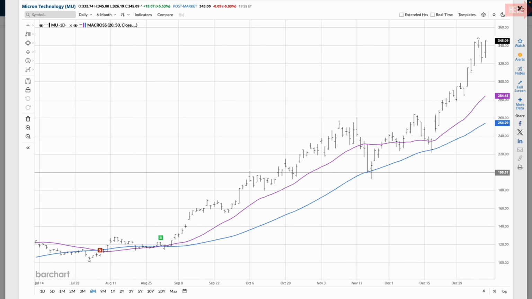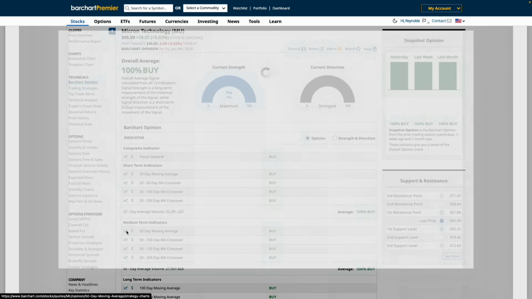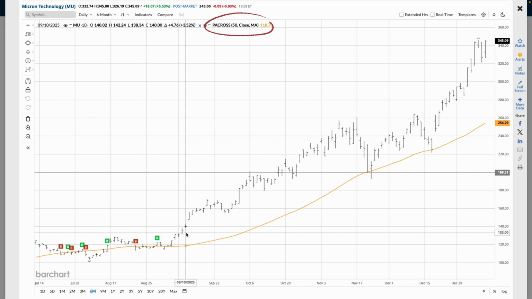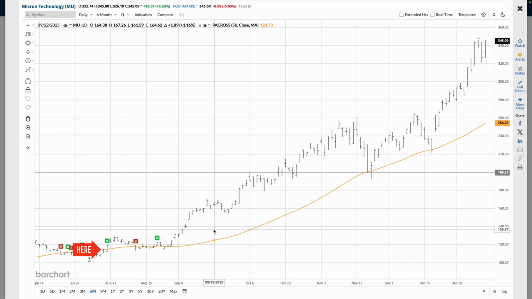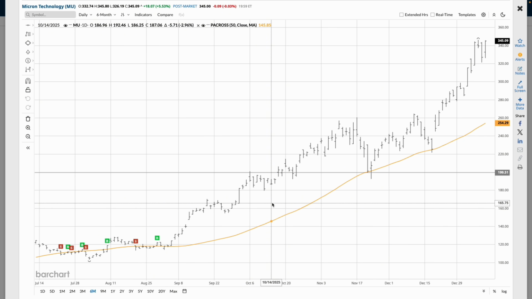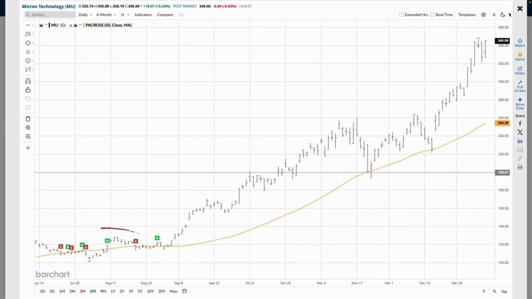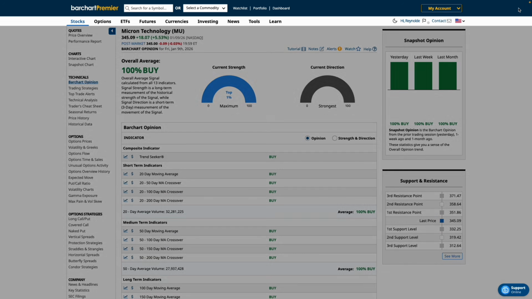Now let's look at another example of how those signals show up in Barchart Opinion. Here, let's pull up the 50-day moving average signal. This simply tracks whether price is holding above or below that average and updates the signal as price changes. One thing to keep in mind here is that shorter and mid-term indicators, like single moving averages, can generate multiple signals as price moves back and forth. That's why it's important not to rely on just one indicator in isolation.